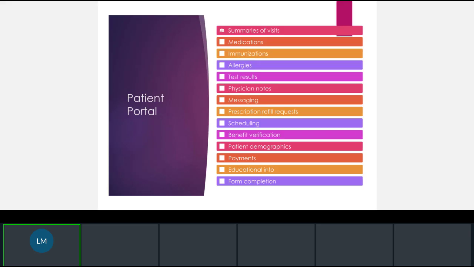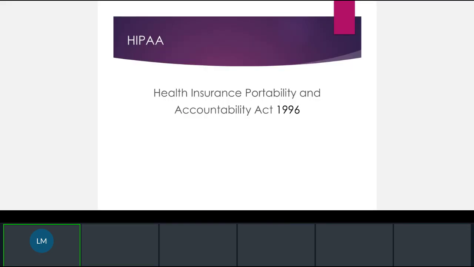And then basically you can fill out the forms and pay and walk in, and they literally check you in and you're good to go and be seen. So a lot of information on that patient portal. It really is a nice thing for patients to have.